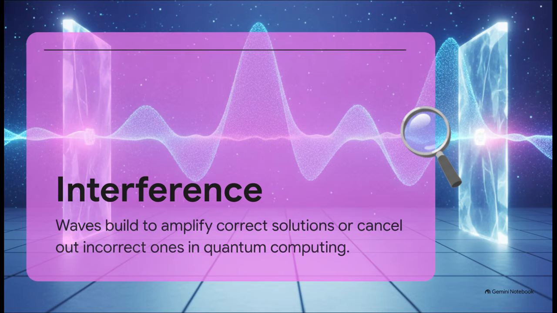By controlling how these quantum waves interact, researchers can effectively treat a highly complex problem like a giant maze. Through destructive interference, the probability waves cancel out the bad paths, and through constructive interference, they amplify the correct solution.